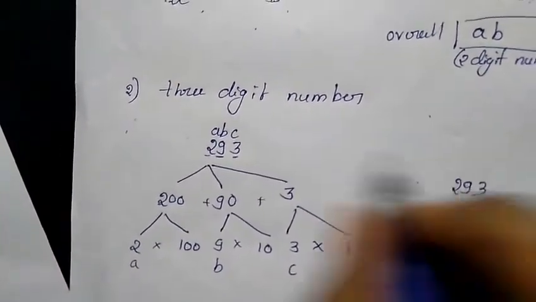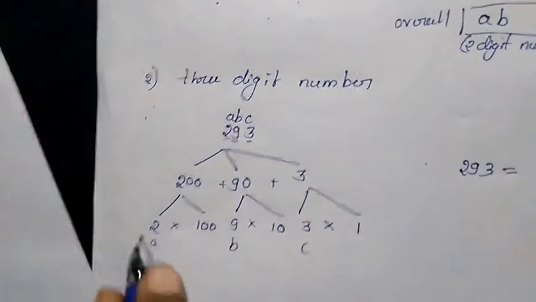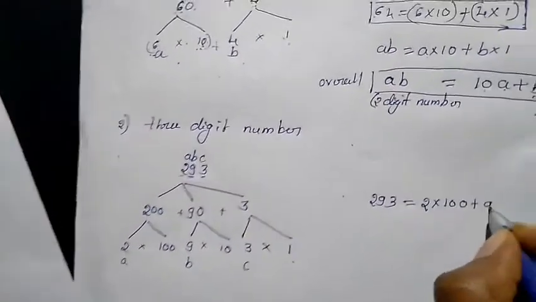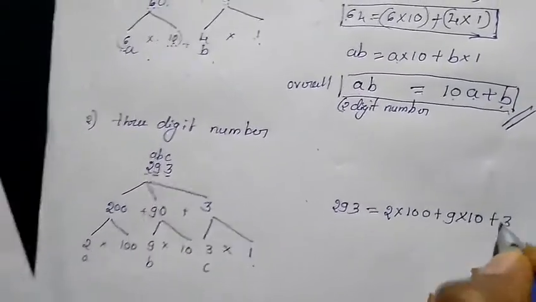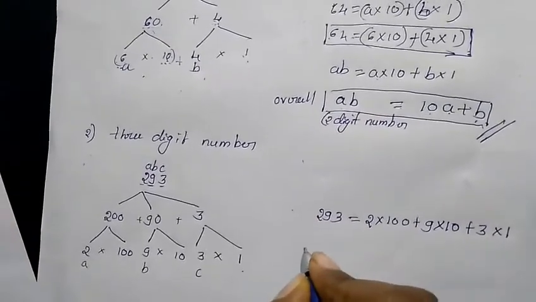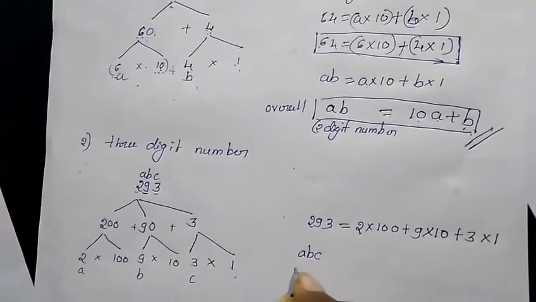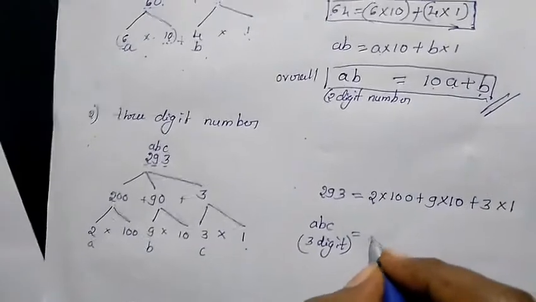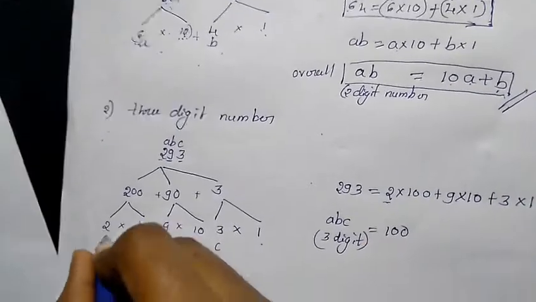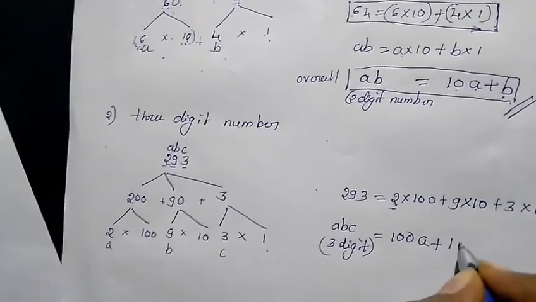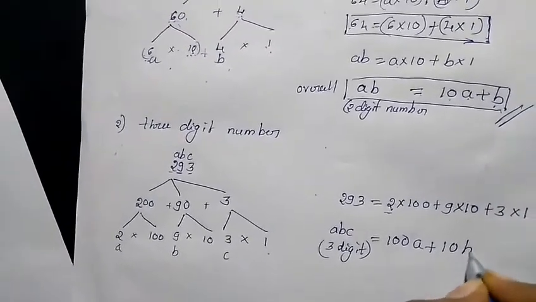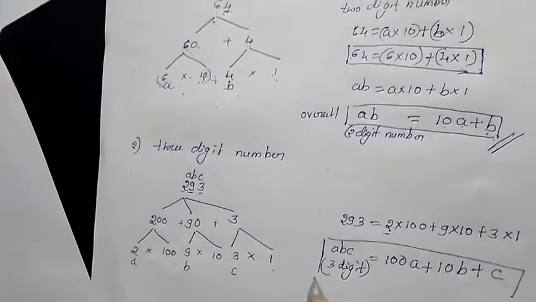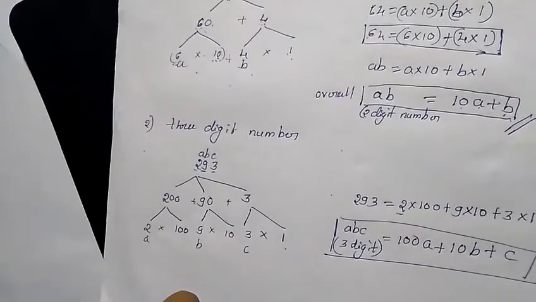So 293, which is our 3-digit number ABC, is equal to, the last equation you have to write, 2 into 100 plus 9 into 10 plus 3 into 1. So the general formula for ABC, your 3-digit number: any 3-digit number can be written in the form of 100A plus 10B plus C. This we can say is our generalized form for a 3-digit number.